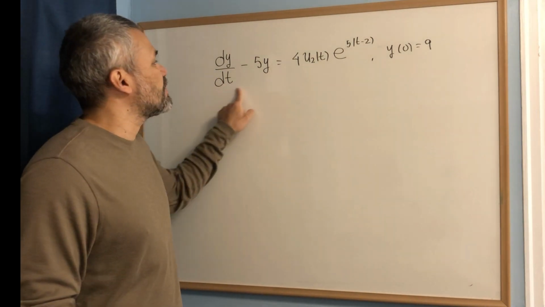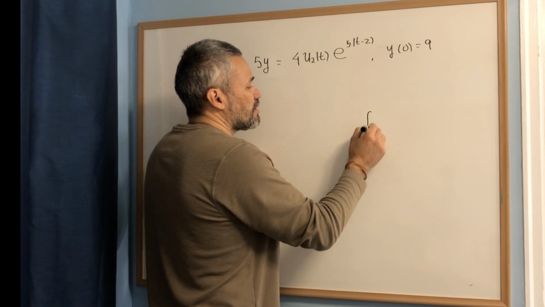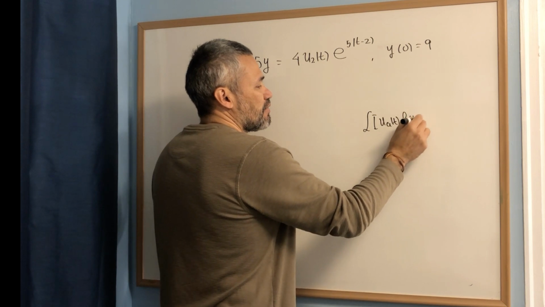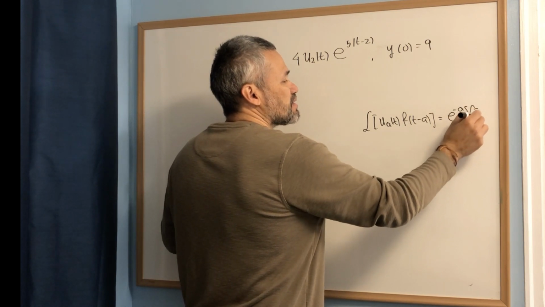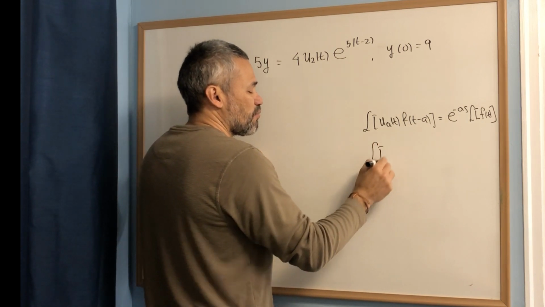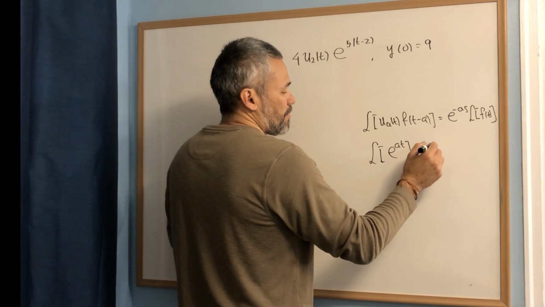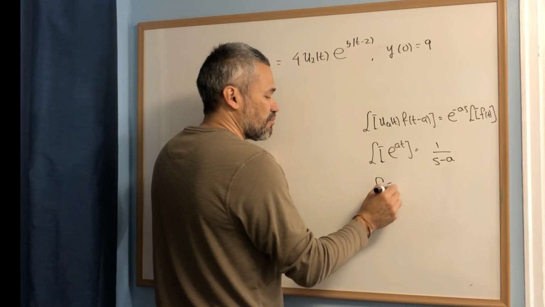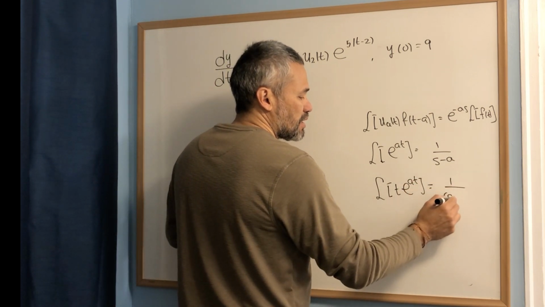In this video, we will solve this differential equation. Let me write down some formulas that we'll be using here. We have this formula: the Laplace transform of u_a(t) f(t minus a) is e to the negative as times the Laplace transform of f(t). We will also need this formula: the Laplace transform of e to the at is equal to 1 over s minus a, and the Laplace transform of t times e to the at is 1 over s minus a squared.